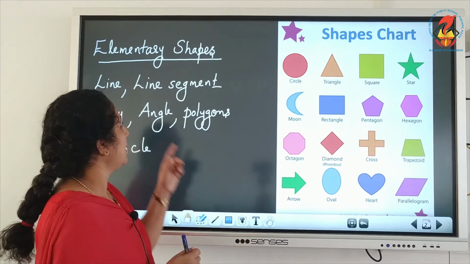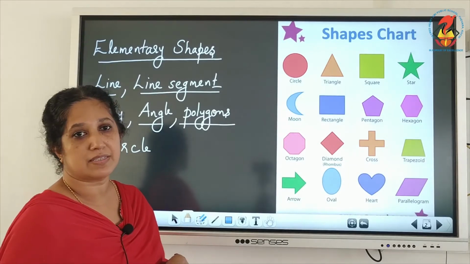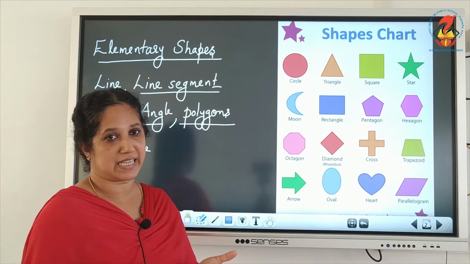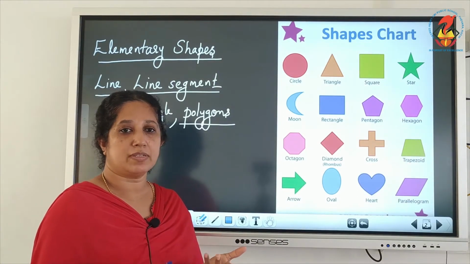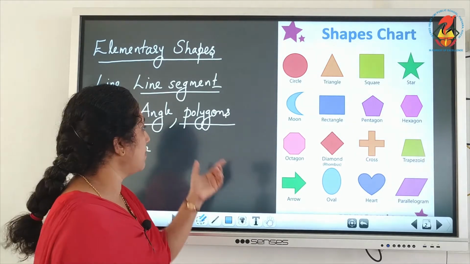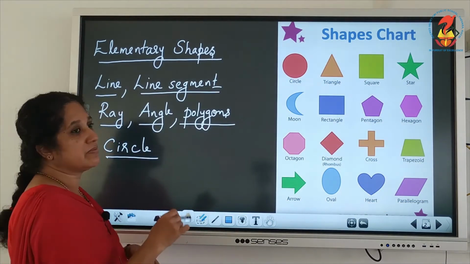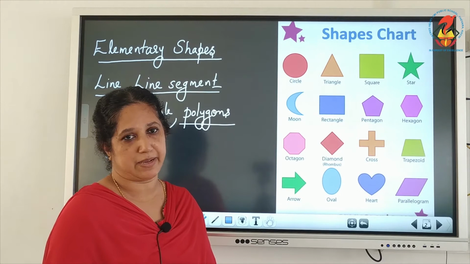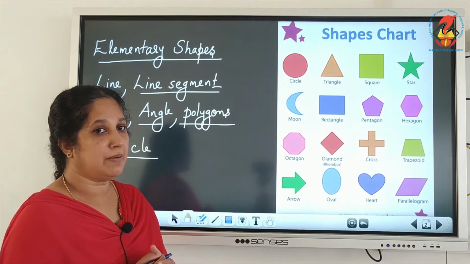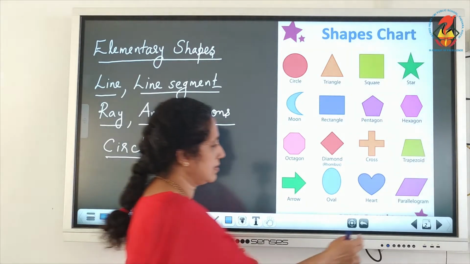So this line segment, ray, angle, polygons. Polygons means any simple closed figure made up of line segments. So we can call them a rectangle, square, then triangle. All these will come under polygons. Then circle. All these we can call elementary shapes. And with the help of these elementary shapes, we can form many other shapes.